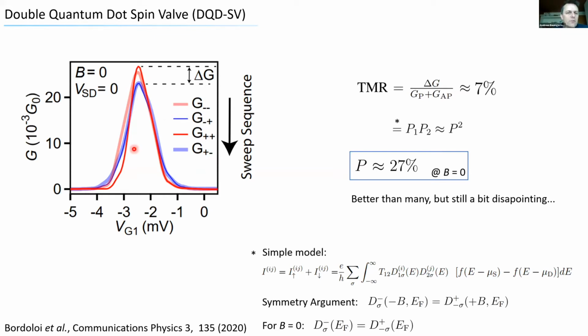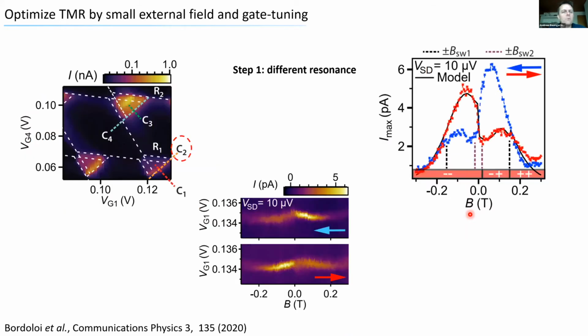You see that especially the anti-parallel ones are on top of each other, and the parallel ones show a larger conductance. Since these measurements are at zero field, we can use the simple equation to determine from the tunneling magnetoresistance the polarization, which is here something like 27%. That is better than many, but it's still a bit disappointing, right? So what we want to do now is use the electrical gating and some small external magnetic field to optimize these numbers. And that's the next step.